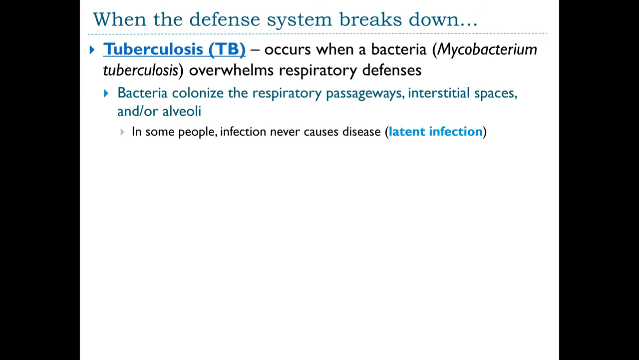In some people, they can have the bacteria in their respiratory system, but the infection, having the bacteria in the body, never actually causes disease. And this is called a latent infection. It depends on the immune system's ability to keep the bacteria in check. So if you have a healthy immune system, you may have the Mycobacterium tuberculosis and never know it, because you're never going to display any symptoms, because the bacteria can never grow to a level that they actually cause disease and problems.